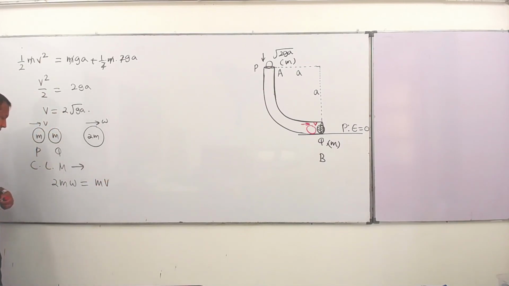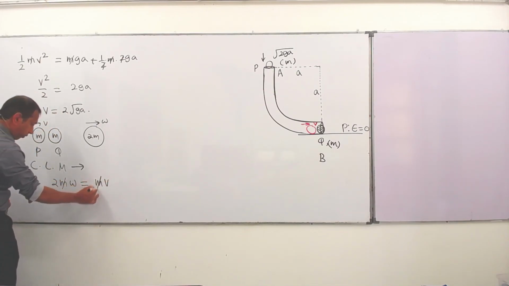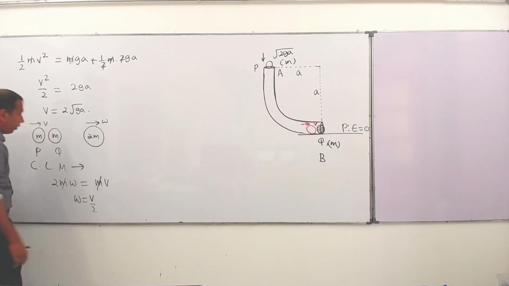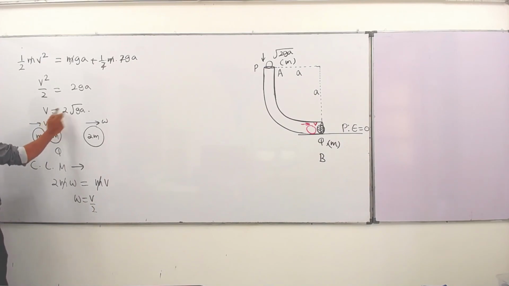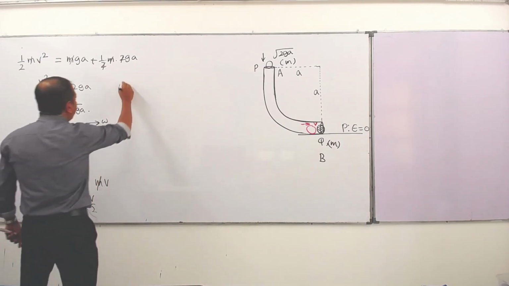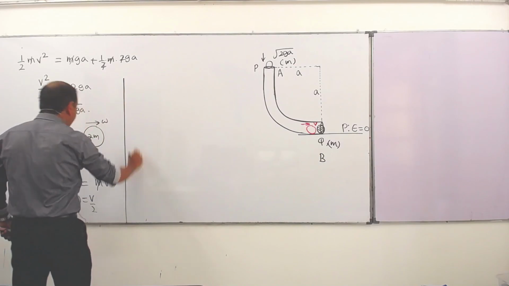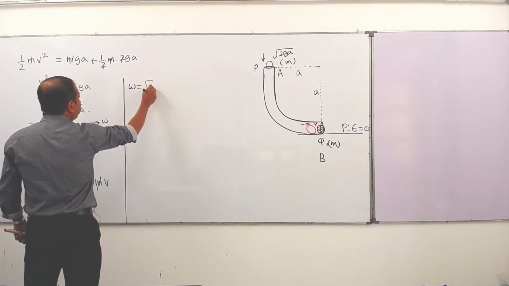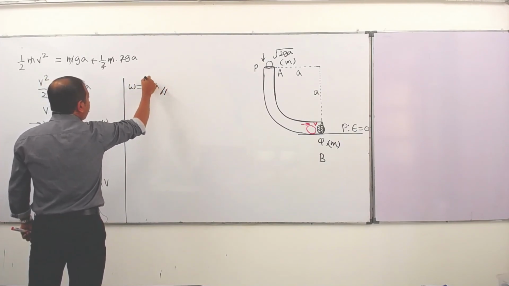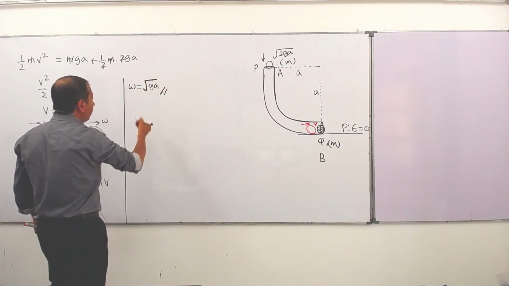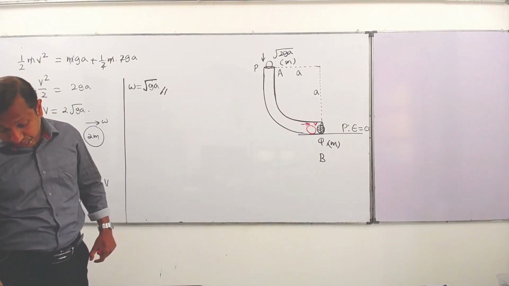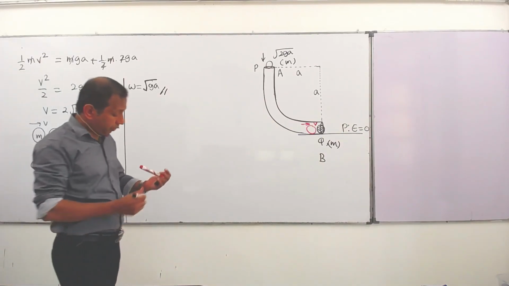Q was at rest. You can cancel down, w is v by 2. V is this, no? V by 2 means root Ga. So therefore, the velocity with which the combined particle begins to move is root Ga. With this velocity, the combined particle begins to move. Right, number 7, next.